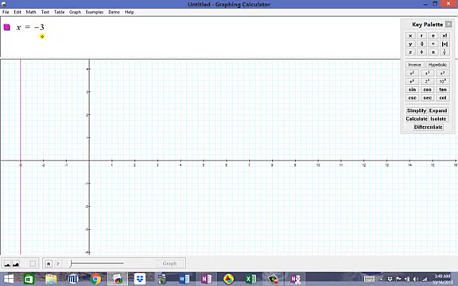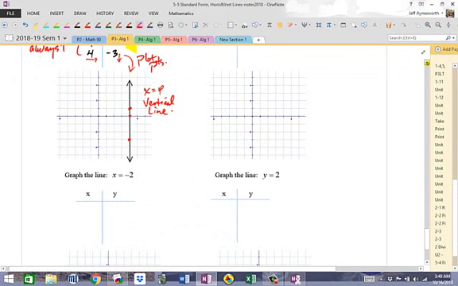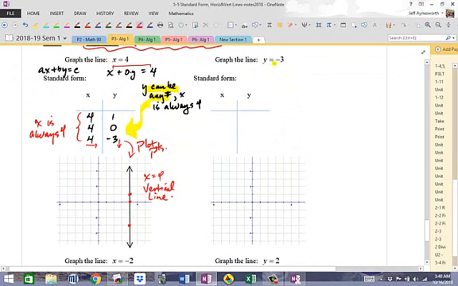Now let's plot and investigate another one here. So here y equals negative 3. What does that look like? In this case, let's go to standard form. There's no x term, so a has got to be 0. So 0x, because there's no x term, the coefficient has to be 0, plus y equals negative 3. There's your standard form of this line.